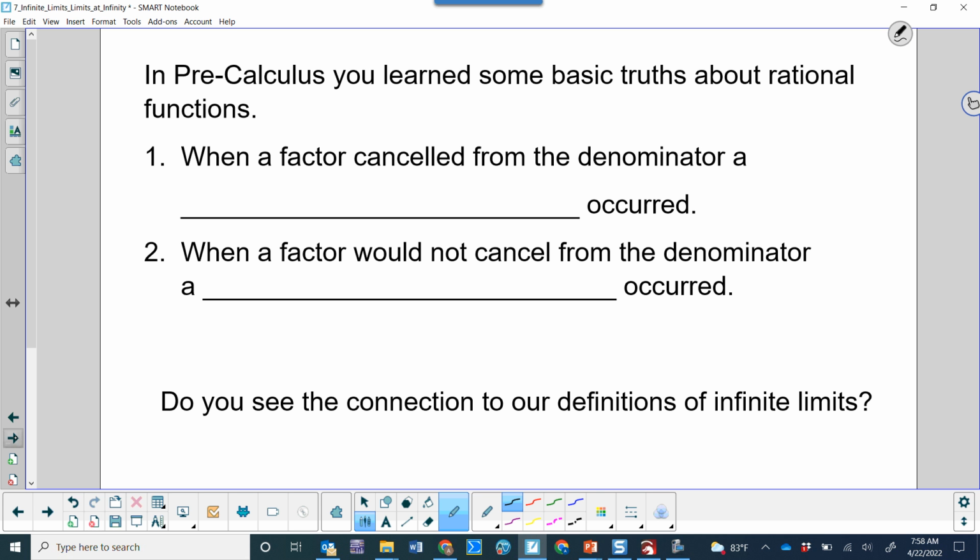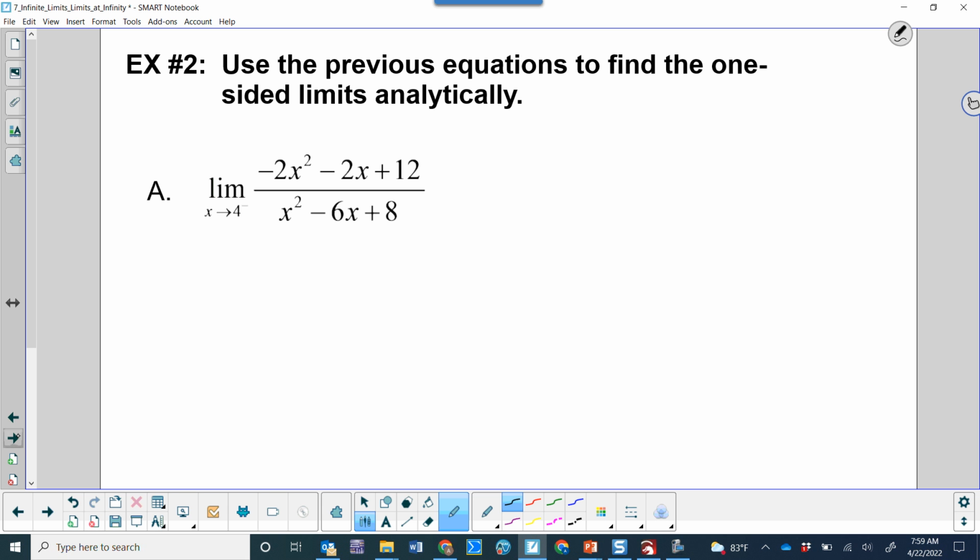Okay, so you had this in pre-calculus. We talked about what would happen when you had a rational function. Again, this is true for rational functions, not every function. If you could factor something and cancel it from the denominator, you would have a hole in the graph. And if you could not cancel a factor out, you had a vertical asymptote.